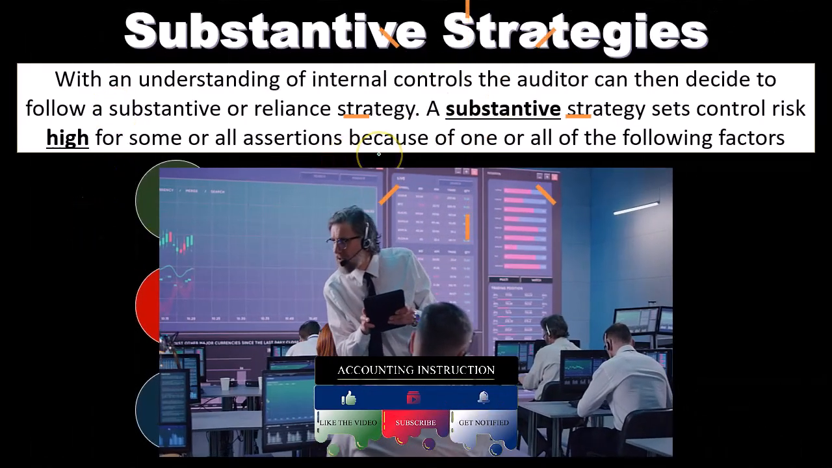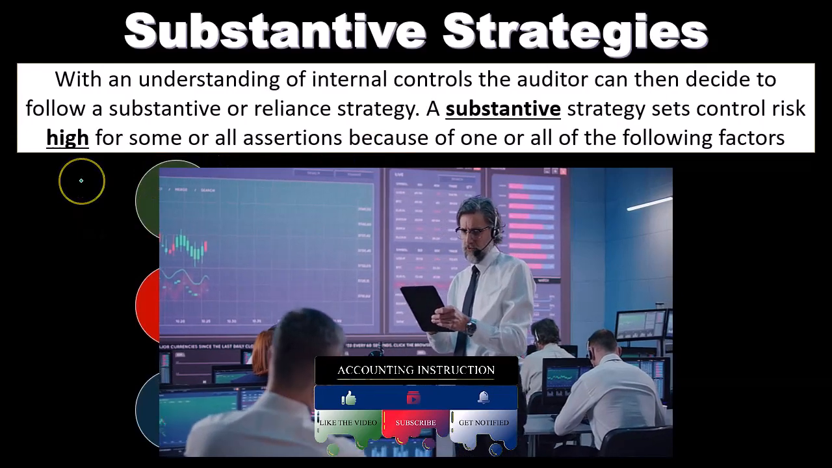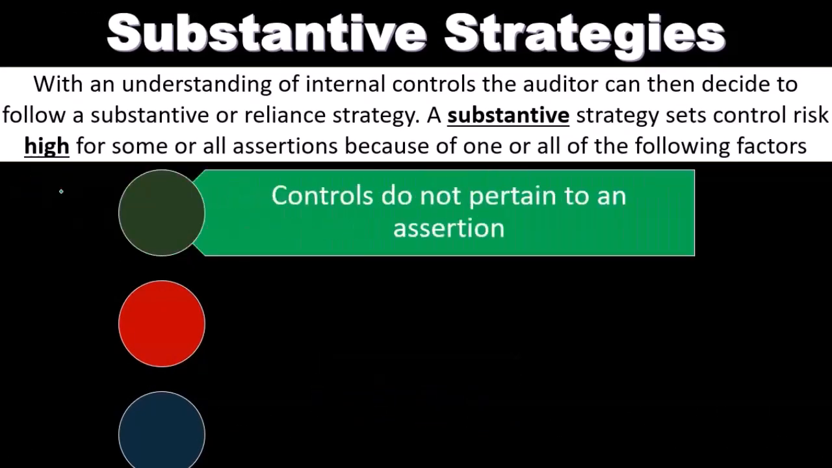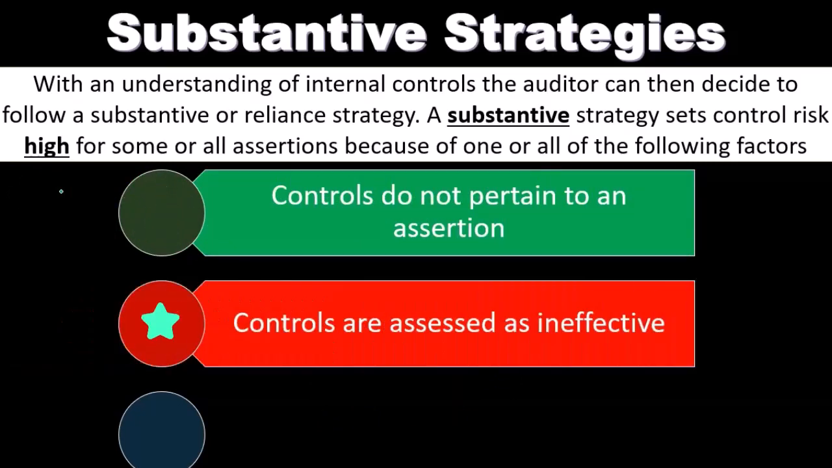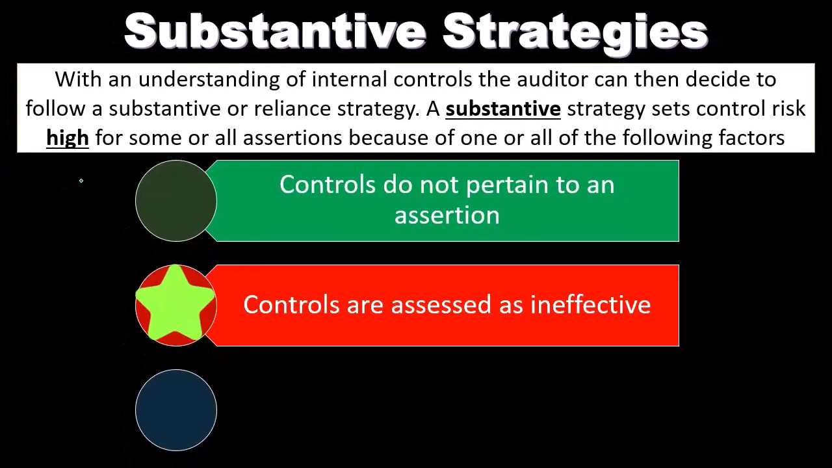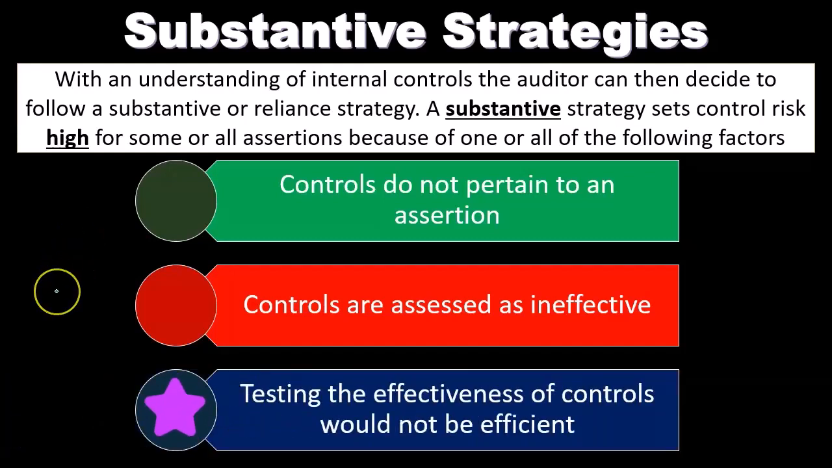So a substantive strategy sets control risk high for some or all assertions because of one or more of the following factors. Controls do not pertain to an assertion, so the control setup might not be tied to that specific assertion we are testing for. Controls are assessed as ineffective. They might have internal controls in place, but if they're not effective for the particular assertion we're trying to test, that's going to be a problem.